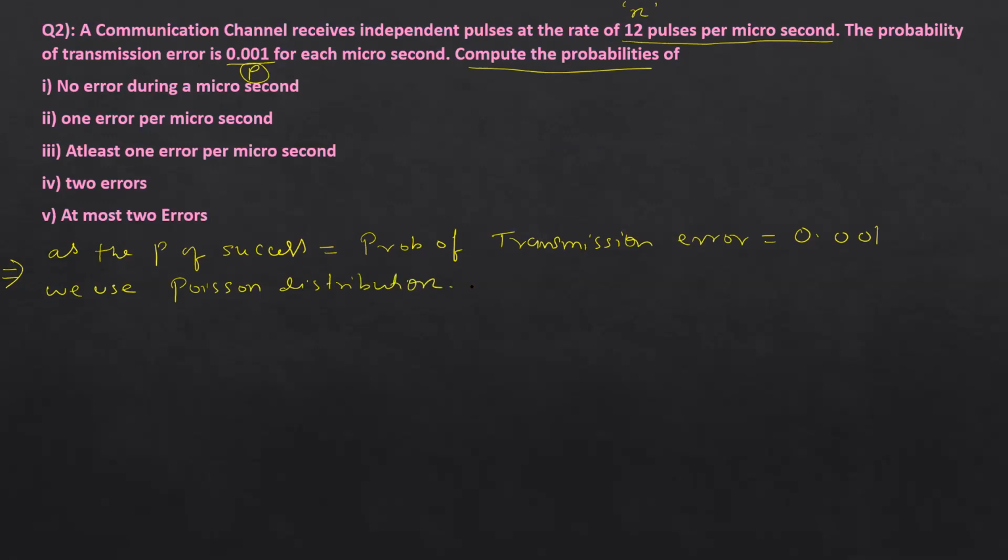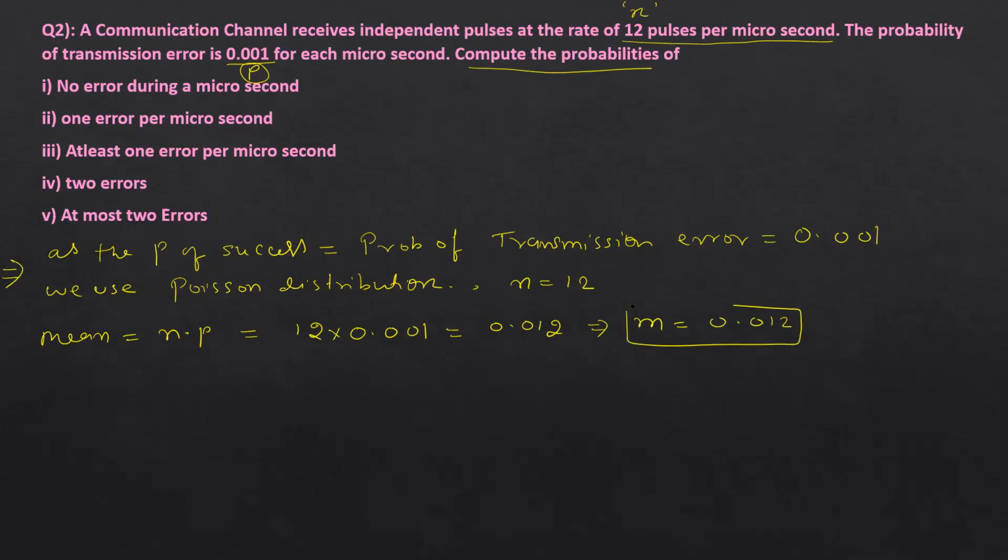All right. So here we have n value as 12 pulses per microsecond. So n is equal to 12. Now the mean is equal to n into p. I have told you we have to use the binomial distribution to find this. So n value is 12 and p value is 0.001. So when we multiply this, we will get 0.012 approximately, which is the value of m. So this implies m is equal to 0.012. Now we have got the m value.